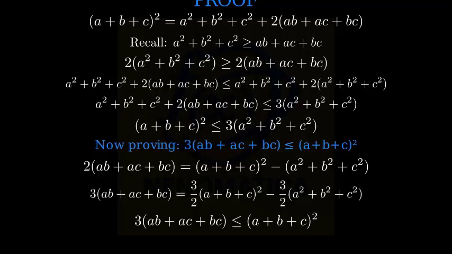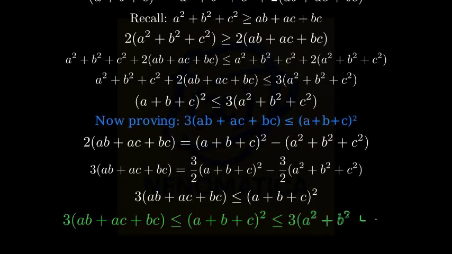equal to 3 times (a squared plus b squared plus c squared). Substituting this into our equation, we get 3 times (ab plus ac plus bc) is less than or equal to the square of (a plus b plus c). Combining both parts, we have proven that 3 times (ab plus ac plus bc) is less than or equal to the square of (a plus b plus c), which is less than or equal to 3 times (a squared plus b squared plus c squared).